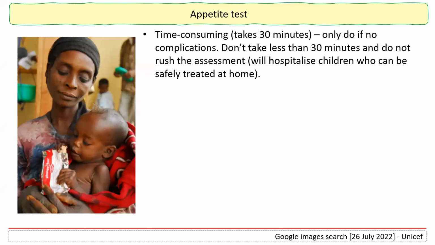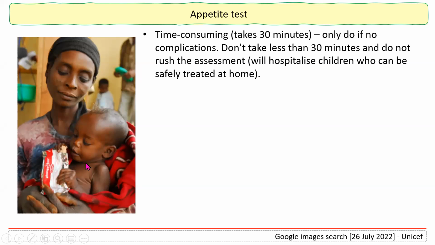So you can't do the appetite test first, because it takes at least 30 minutes to do. And in the first few minutes, we want to stabilize the child, get the antibiotics in and so on. Only after that will we do the appetite test. And we can't rush it. It takes 30 minutes. And if you rush the test, you'll cause problems, because you end up hospitalizing children who could have been safely treated at home.